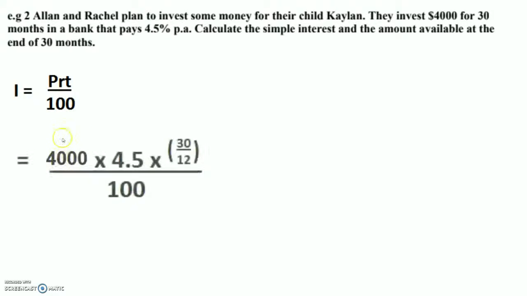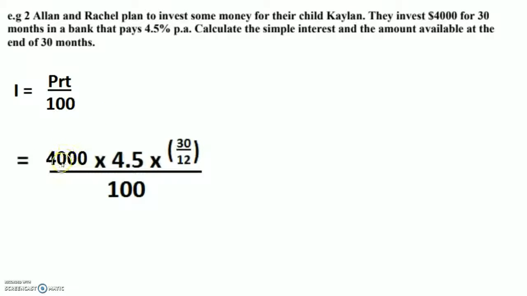Next example, you have Alan and Rachel who plan to invest money for Kaylin, and they invest $4,000 for 30 months in a bank that pays 4.5% per annum. And there's two parts of this question. You first need to calculate your simple interest, and then your final amount available at the end of 30 months. So let's do the first part, your simple interest. So you just write down your formula.